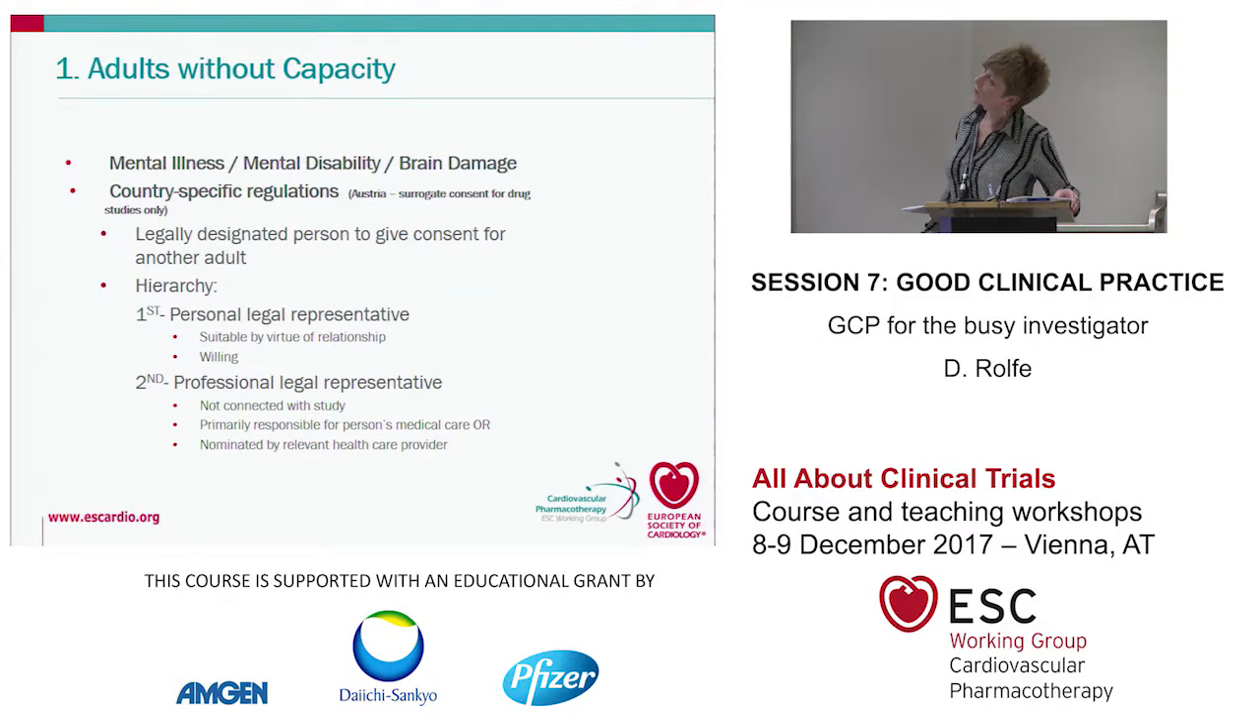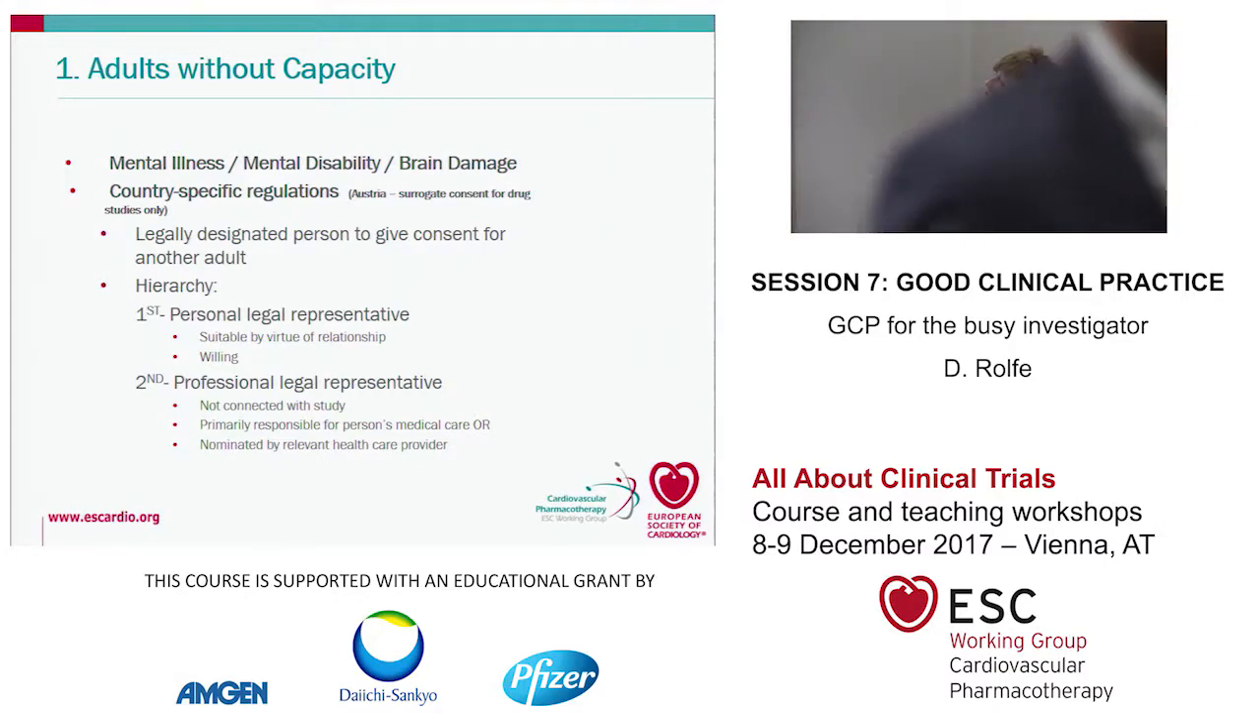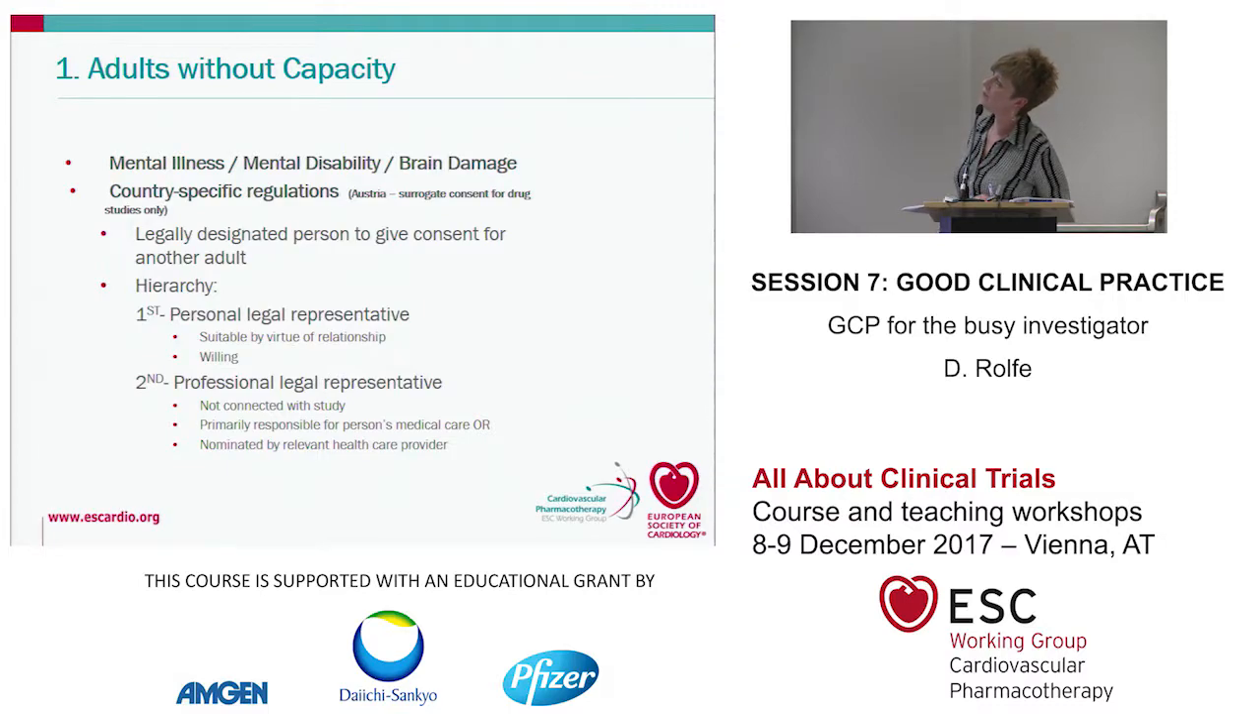So for adults without capacity, so this is mental illness, mental disability and/or brain damage, there are country-specific regulations. In Austria, there is a surrogate consent for drug studies only. It should be a legally designated person to give consent for another adult, and there is a hierarchy. The preferred person would be the personal legal representative, so that'll be the next of kin, possibly, or suitable by virtue of relationship, and they should be willing to act on behalf of the participant.